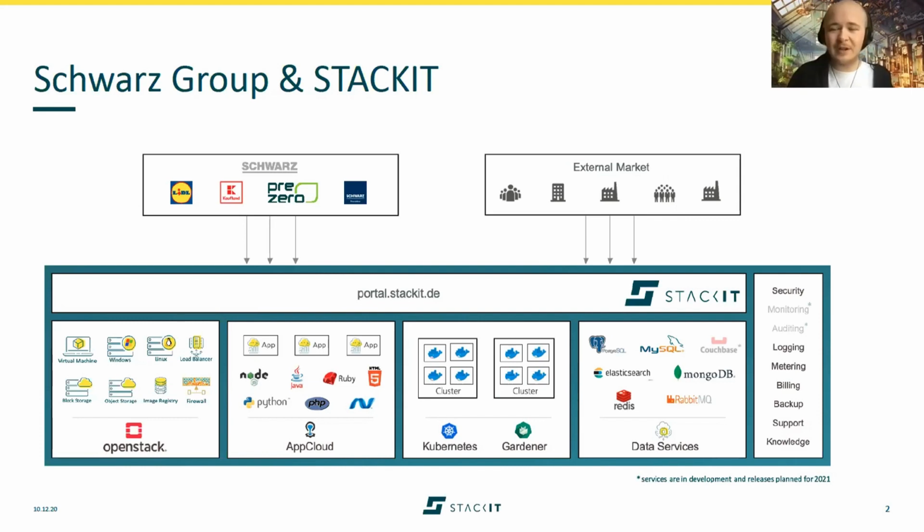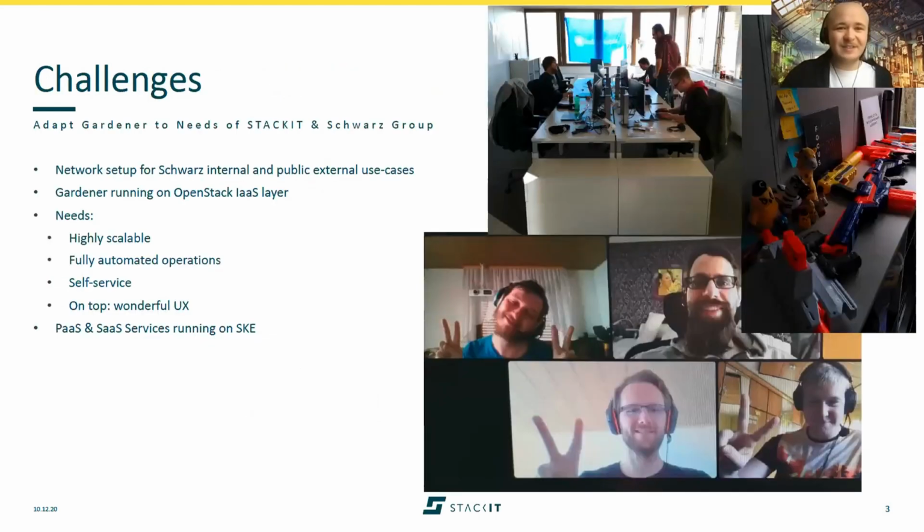So we want to achieve a cloud platform for the Schwarz internal market. We have our own customers, of course, and we also want to sell the services on the external market. So our needs and challenges are to adapt Gardener to our own network setup, where we have two different use cases, as I already mentioned. We want to provide a cloud platform for the external market for our customer 0, and we have our customer 1, which means the Schwarz IT private network itself.